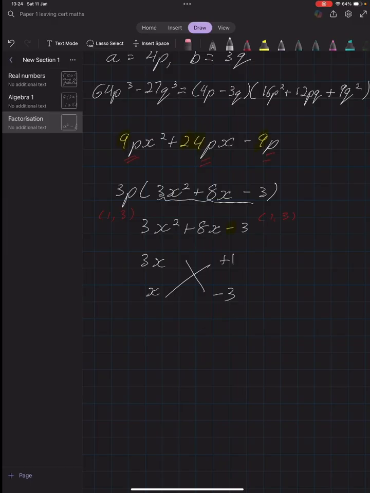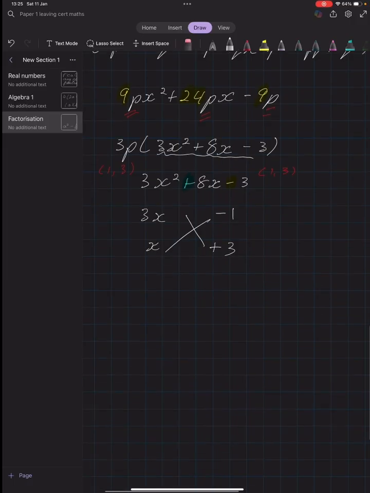x times 1 is x. 3x times minus 3 is minus 9x. Minus 9x plus x is minus 8x. This is plus 8x, not minus. And therefore I got my signs wrong when I chose back here. So let's try it the opposite way. Let's try minus and plus. Now we get minus x plus 9x, which is plus 8x.